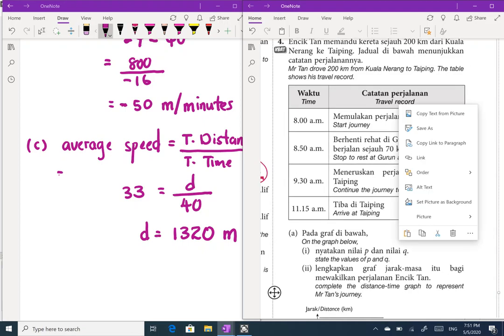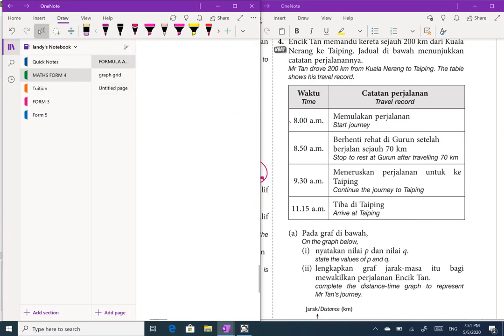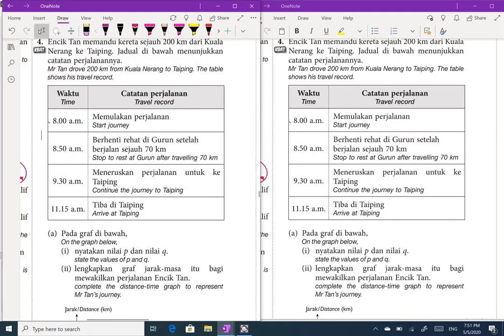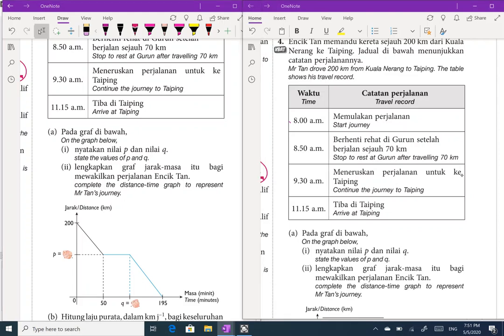Mr. Tan drove 200 km from Kuala Nerang to Taiping. The table shows the travel record. 8 a.m. start the journey. Okay, we see the graph first. So from 8 a.m. you start the journey.